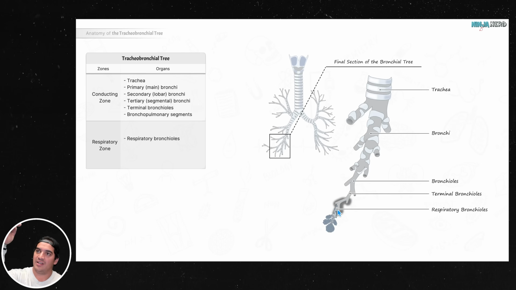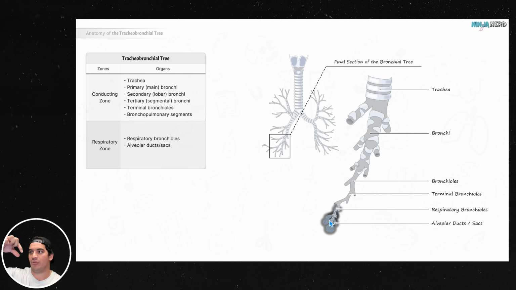So conducting zone, what that means is it's conducting air. That's all it does. There is no gas exchange occurring here. Respiratory zone is where gas exchange is theoretically taking place. So respiratory bronchioles are the beginning of the respiratory zone, and it's finished with the alveoli.